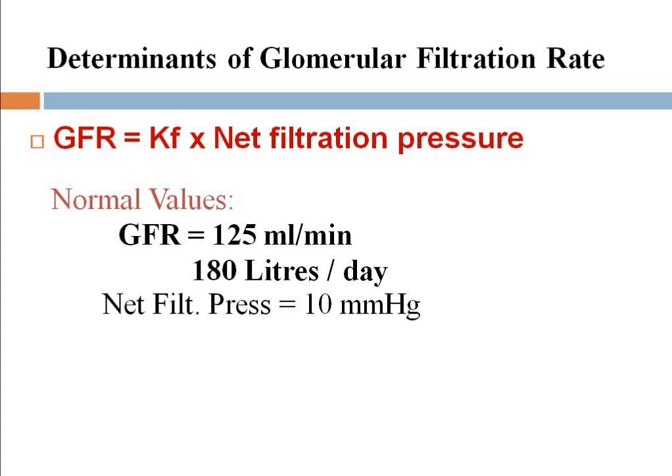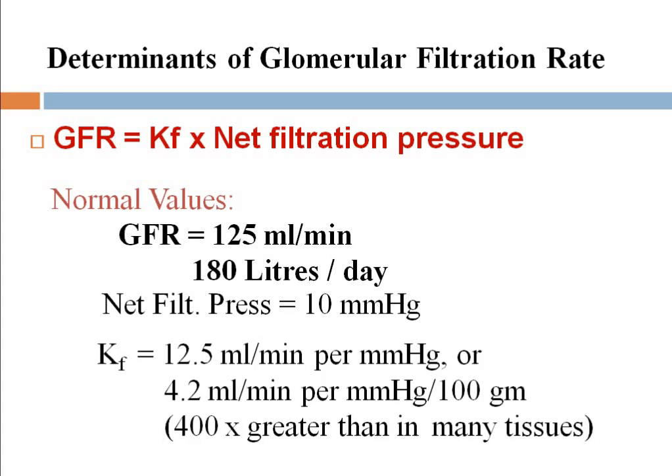Net filtration pressure is 10 millimeter mercury and coefficient is around 12.5 milliliter. So if we multiply both these, then it will come 125 ml per minute. So GFR can be calculated or determined by these two major factors, and there are subsequent other factors which are ultimately causing changes in filtration pressure or coefficient.